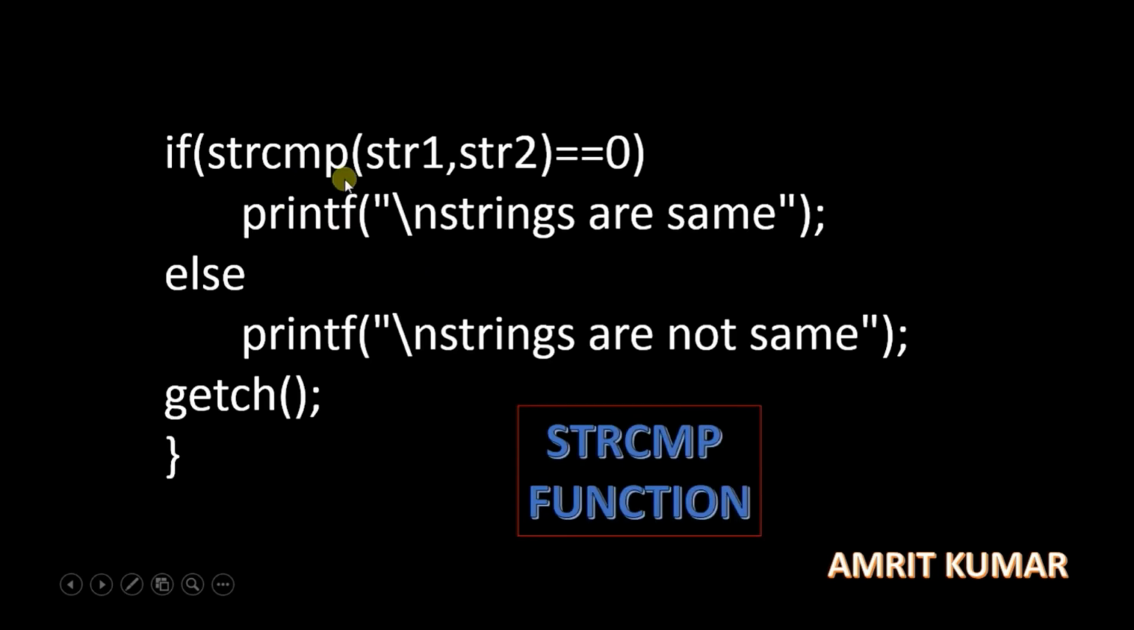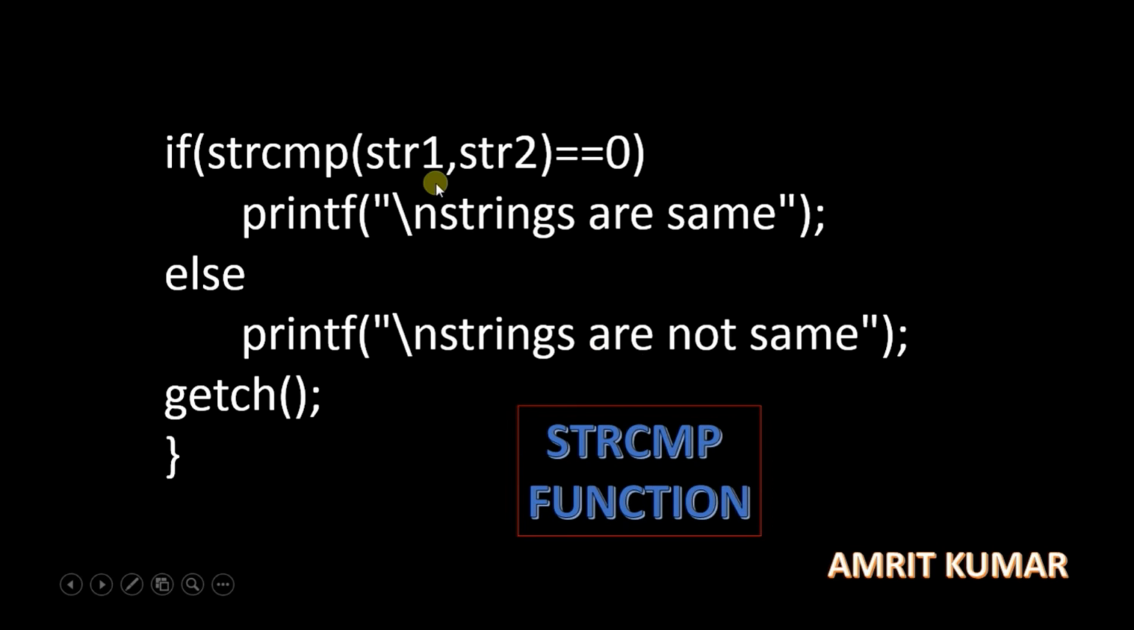Then I am comparing the two strings, and this logic says that strcmp's work is to compare the strings. Suppose the user has given Amrit in str1, and in the second place they give the same thing, Amrit. So str1 and str2 are similar, therefore the difference of their ASCII values is going to be 0. Therefore this condition is true, and I print 'strings are same'. Otherwise, 'strings are not same'.